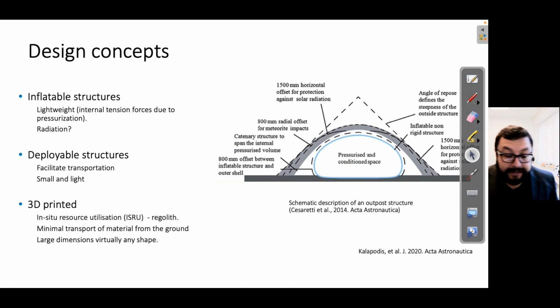And 3D printing has a number of advantages, including its very precise use of in situ resource utilization frameworks, because it lends itself very easily to that. You require minimal transportation of materials from Earth, and you can create virtually any shape depending on the constraints of your construction robots.